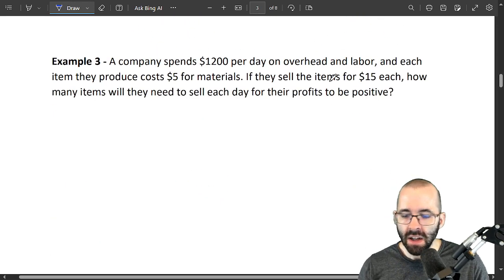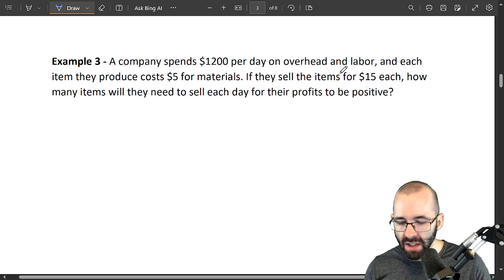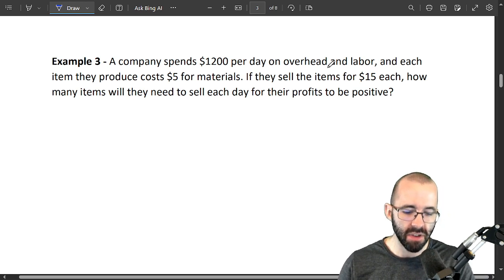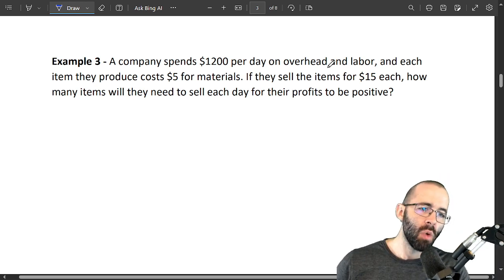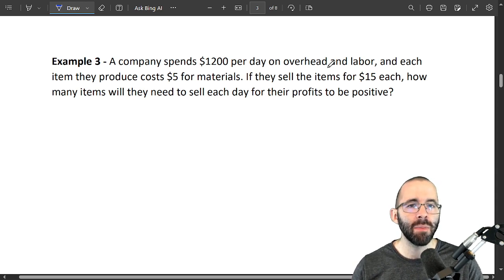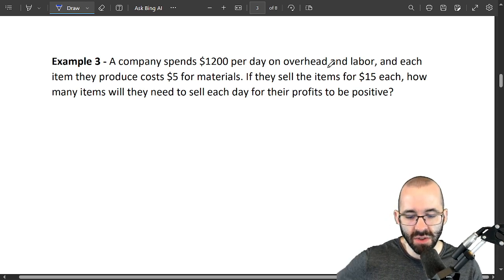I did. So now we have a company spending $1,200 per day on overhead and labor, and each item they produce costs about $5 of material. If they sell those items for $15 each, how many items are they going to need to sell for the profits to be positive? We're really looking for a break-even point, but when we have not lines anymore, when we have more complicated functions, positive profits is not necessarily the same as break-even points. So let's answer this question.